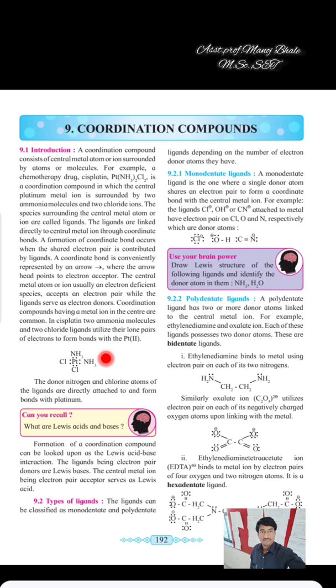Also we are seeing the central metal, the central part, which is platinum, and there are 4 ligands surrounding this platinum. This is the coordination compound, and the ligands are Lewis bases, and the central metal is acting as the Lewis acid in this case. So this is the coordination compound we have seen up to the last lecture.